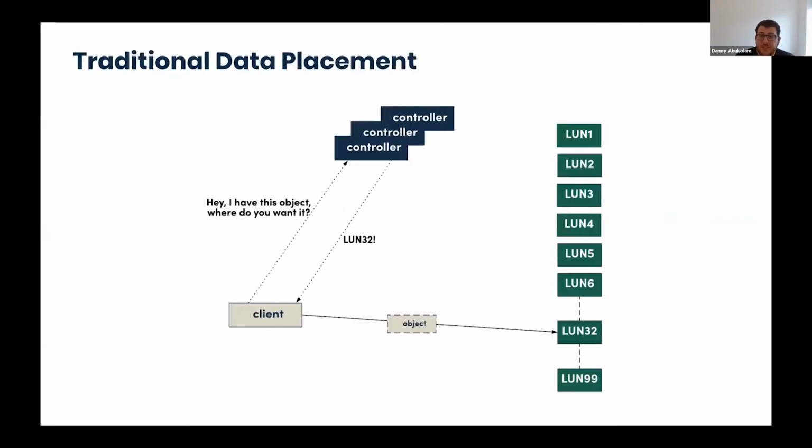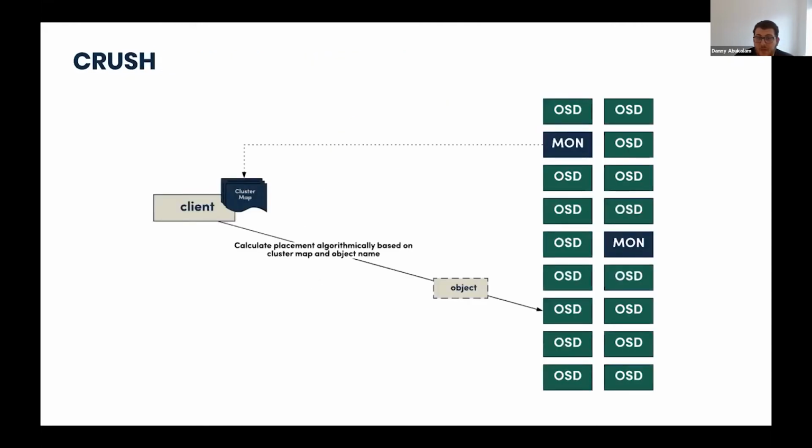So traditional storage systems have this concept of controller nodes that keep our write journals and tell us where everything is. This clearly doesn't scale since controllers need to maintain coherency amongst each other, and we have an additional hop every time I want to make a request. So how does Ceph do it? Ceph has this concept called CRUSH, which is Controlled Replication Under Scalable Hashing.